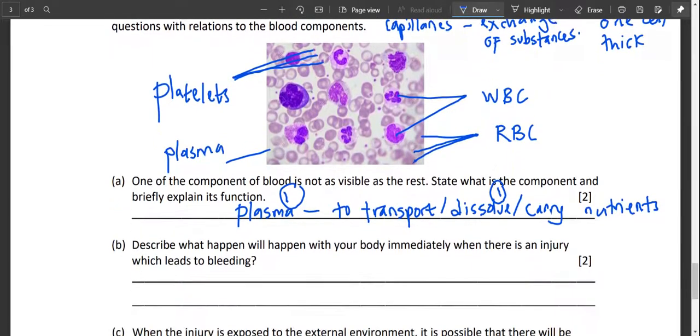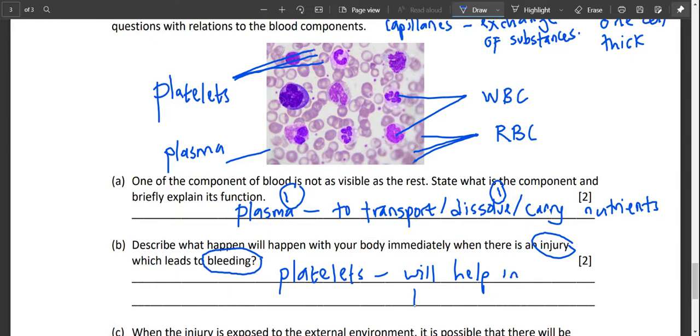For B, describe what will happen in your body immediately when there is an injury which leads to bleeding. Those are the hints, and the component that is responsible if you bleed is called platelets, and it will help in blood clotting. So the keywords I'm looking for are platelets, 1 mark, blood clotting, 1 mark. There you go.